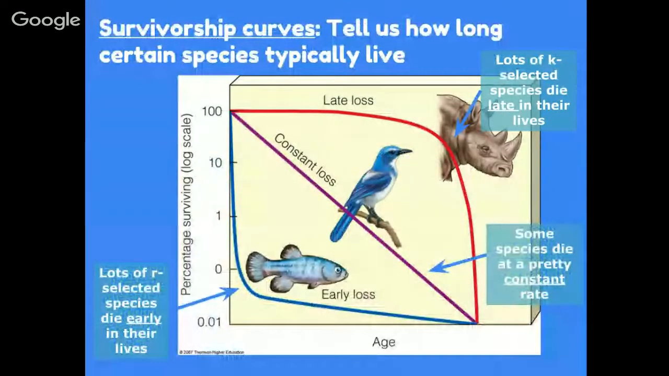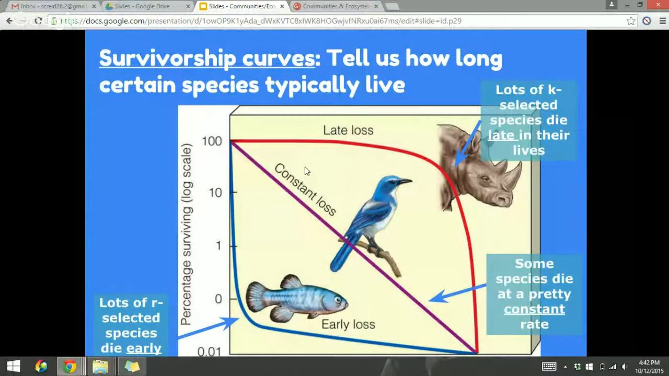Okay, so our survivorship curves tell us how long a certain species typically lives. Lots of K-selected species die late in their lives. We see that drop off here. Lots of R-selected species die early in their lives. And some species just die at a constant rate, and we see our constant loss with our type 2 curve right here. All right, we just went through a ton of information.